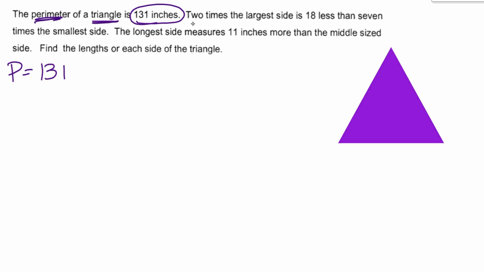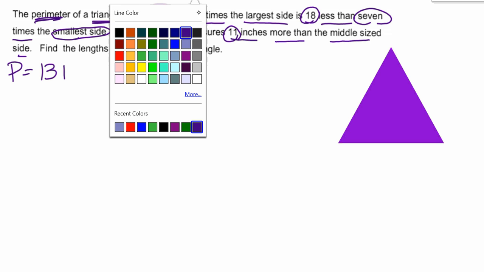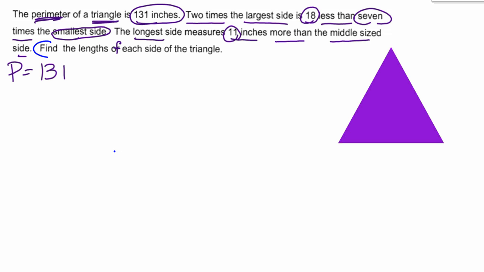Then it says 2 times, math words, the largest side, math words, is 18 less than 7 times the smallest side. Ooh, that's a mouthful. The longest side measures 11 inches more than the middle-sized side. Whoops, typo. Find the lengths of each side of the triangle. So again, this last sentence, whatever, is going to let you know what it is that you're looking for. It says find the lengths of each side of a triangle.